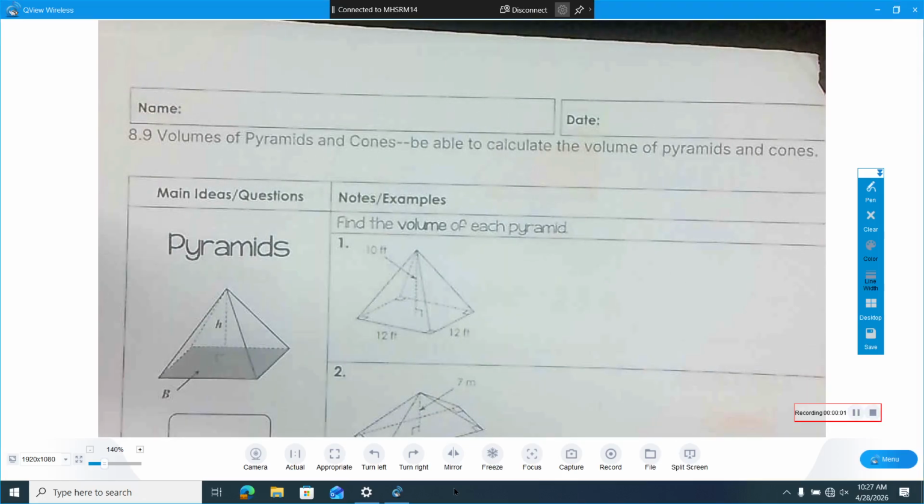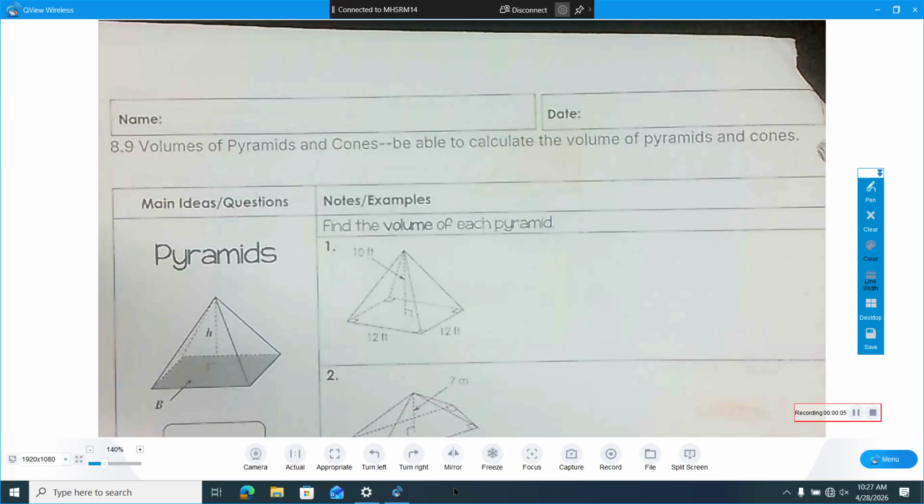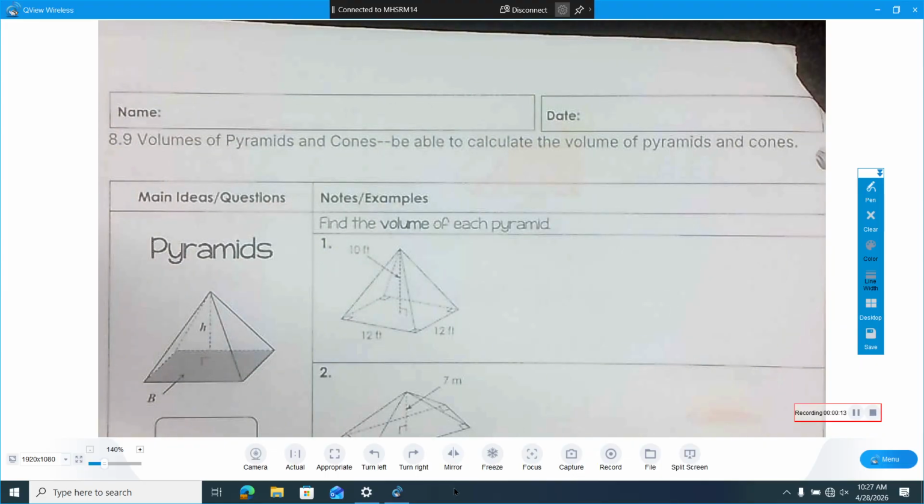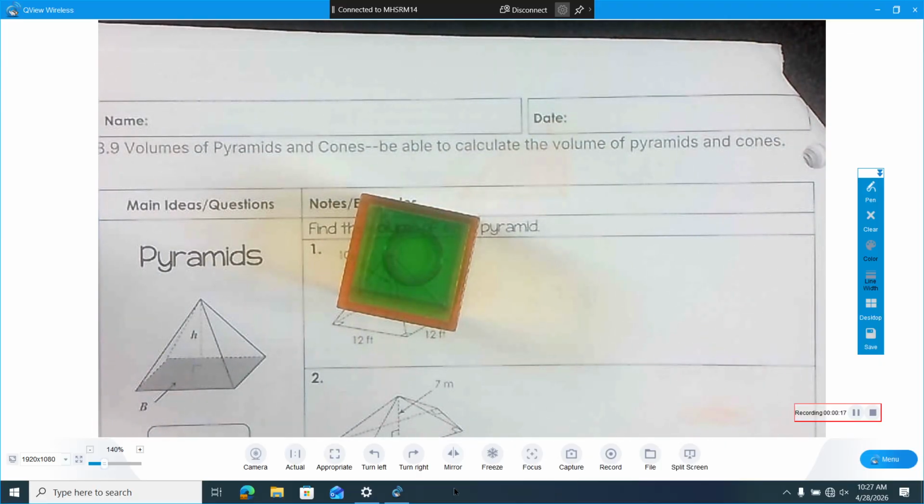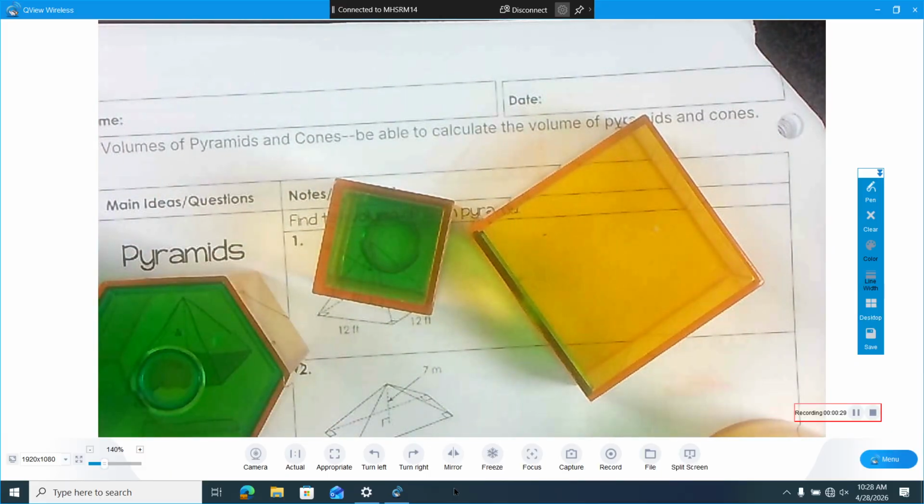We are talking about volumes of pyramids and cones. Now, yesterday we did volumes of rectangular prisms. So we figured out we could find the volume of these kinds of shapes. All right, so we talked about all these yesterday.